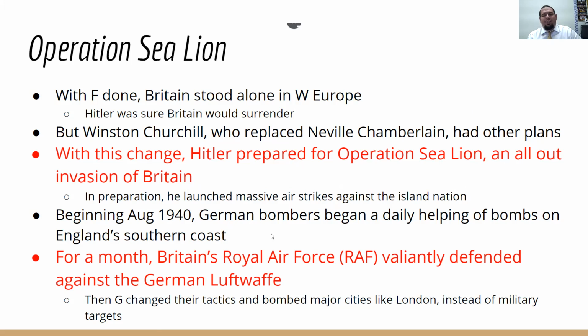Beginning in August 1940, German bombers began a daily helping of bombings on England's southern coast. And for a month, Britain's Royal Air Force, the RAF, valiantly defended their country against the German Luftwaffe. Then Germany changed their tactics and bombed major cities like London instead of these military targets. And they just said, forget it, we're going to bomb you anyways.